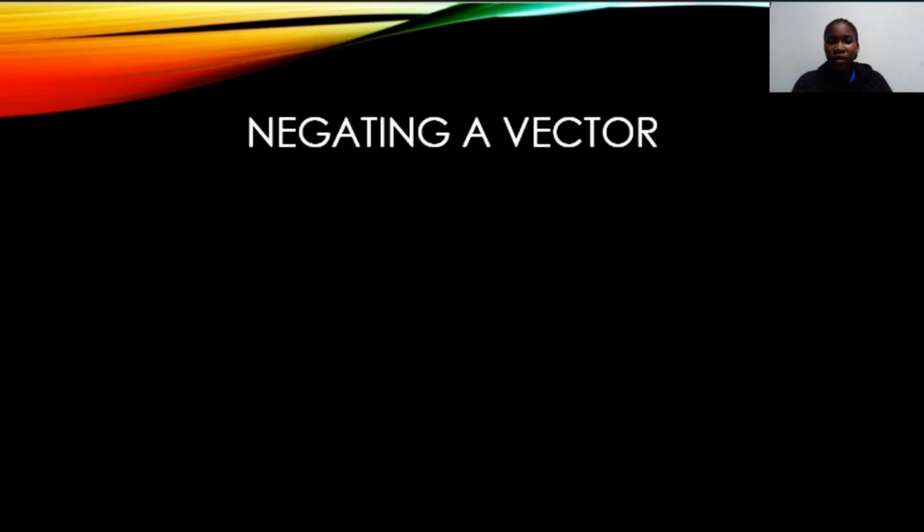In our previous video, we explained what a vector quantity is, which is any physical quantity that has a magnitude in a specified direction. So in a case where a vector is being negated, what it basically means is that we are reversing the direction of the vector quantity. So let's take a look at this.